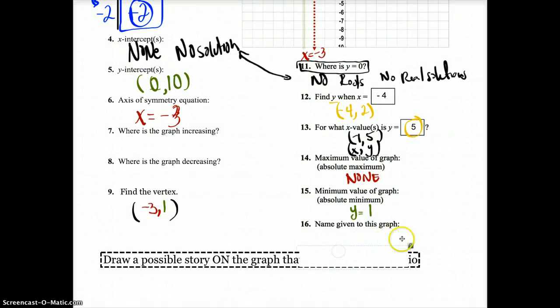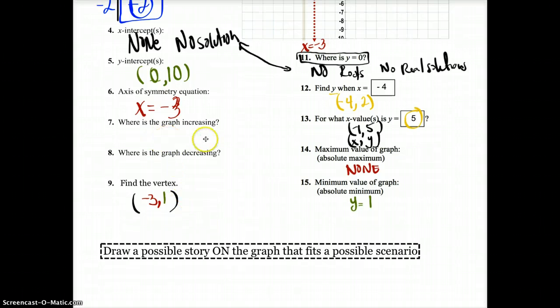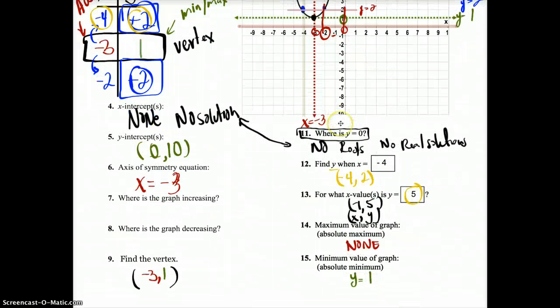The name given to the graph, I'm not really worried about that one. I actually originally covered it up. It doesn't show up on any of yours. Where is the graph increasing and where is the graph decreasing? We're not going to worry about that right now.